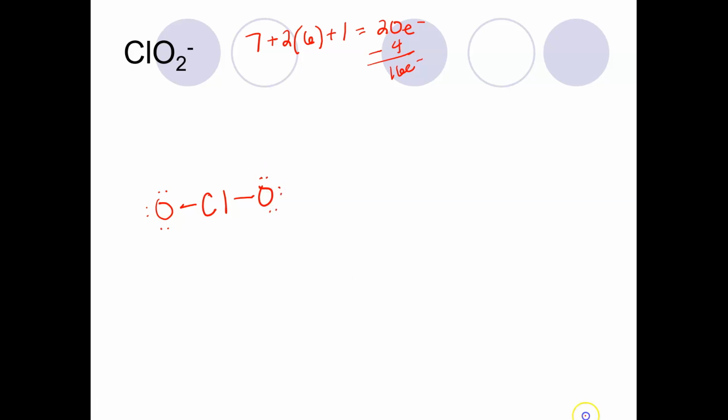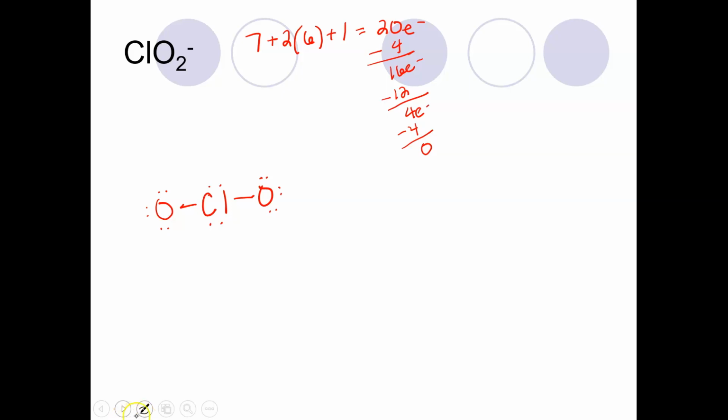So I have used 12 electrons, so I'm at 4 electrons left. Next we need to look at the central atom. Right now the central atom only has 4 electrons around it. It needs to have 8. Well, we have 4 electrons left, so I'm going to take those extra 4 electrons and put them on the chlorine. There we go. And we've used 4 electrons, so we're now at 0 electrons. So we need to look at our Lewis structure. Every atom has its octet. We've used all 20 electrons.